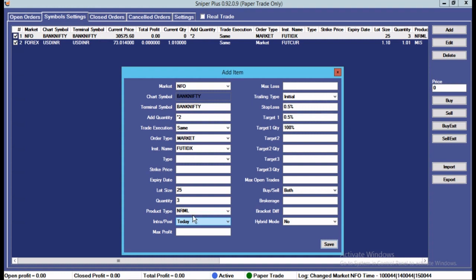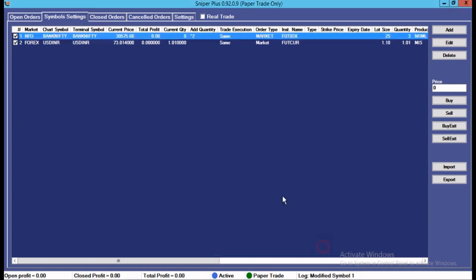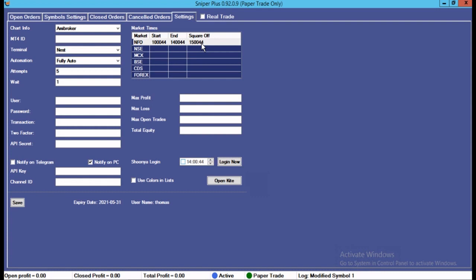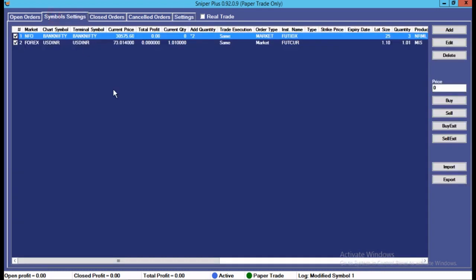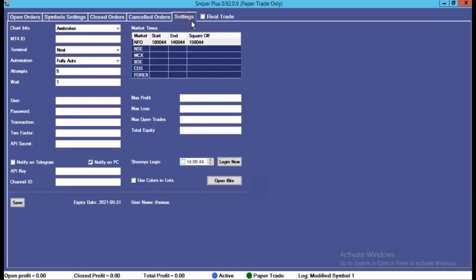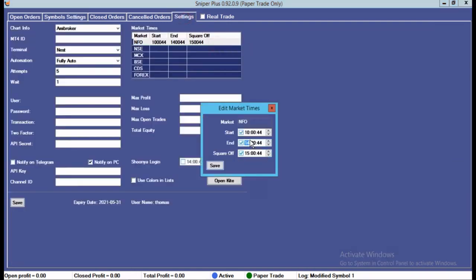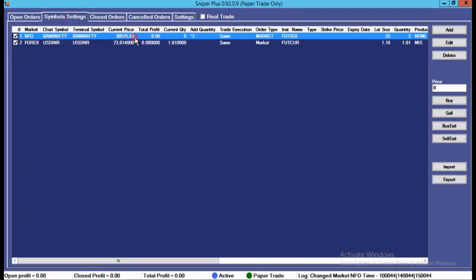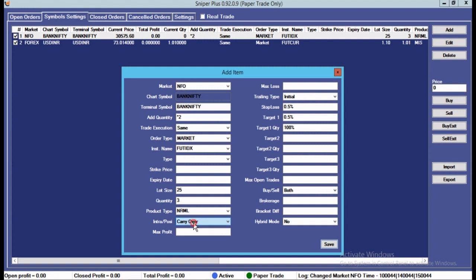But one thing is, when it comes to today, the intraday position, the square off time is applicable only for today. That is the intraday position today. But it is not applicable for carryover. Okay, it is not applicable for carryover. But starting time and ending time are applicable for carryover, but square off is not applicable for carryover. You need to keep this in mind. Now click on save. Now come to symbol setting. I hope you understood what is intraday or position.